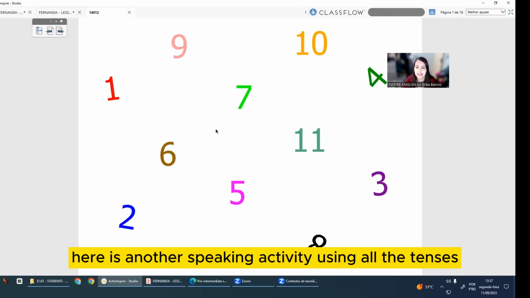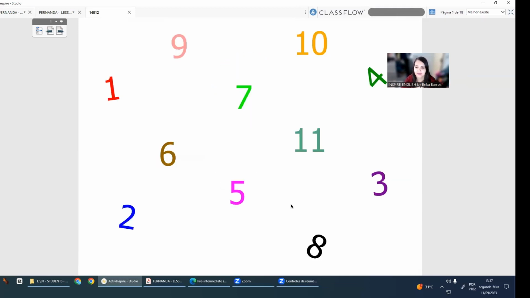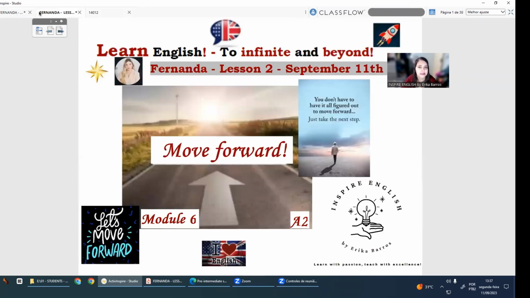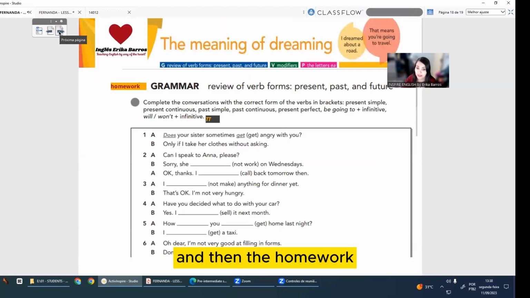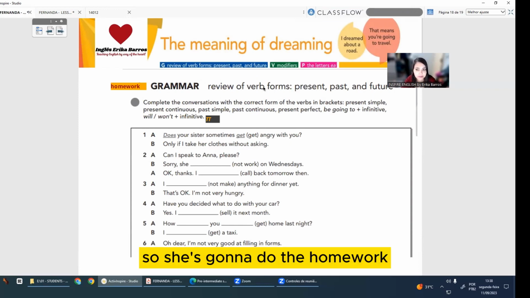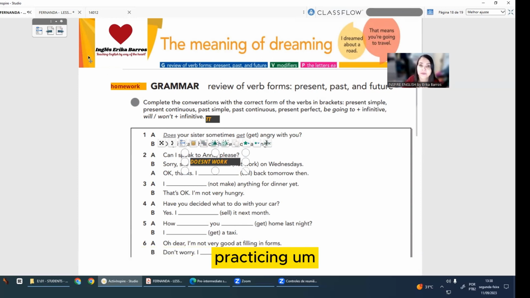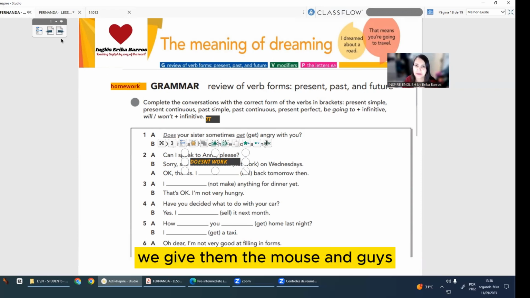Here is another speaking activity using all the tenses. I study present simple, present continuous, right? Okay, it's here. And then the homework. So she's going to do the homework. And then next class, I will correct it with her, practicing pronunciation. So you can see that the lesson is really interactive. Students interact, I give them the mouse.